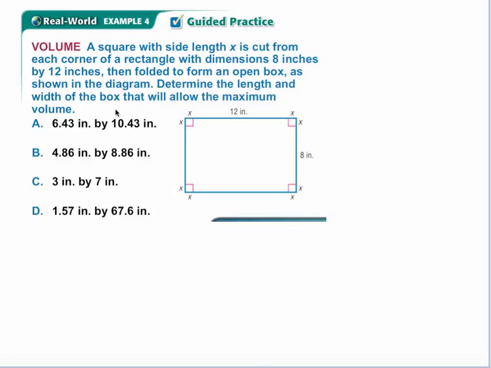Okay, right now we are going to look at a real-world example. This is example 4 from the Glencoe book, chapter 1, section 4. As we continue to look at chapter 1, section 4, what we're looking at here are minimums and maximums, extrema, and so forth.